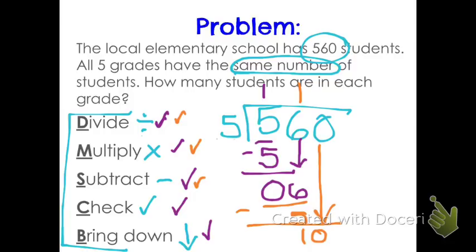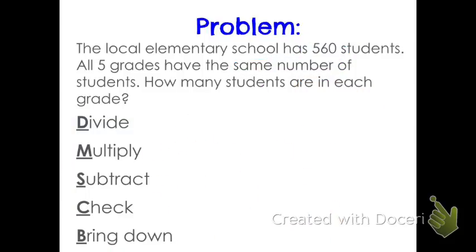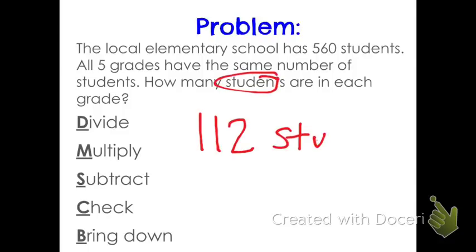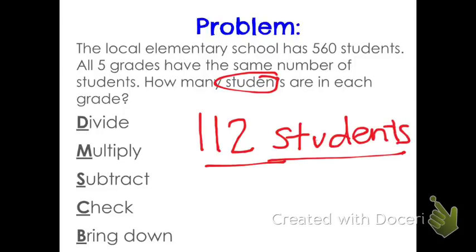So I'm asking myself, how many times is 5 going into 10? It would be 2 times. 5 times 2 is 10. Subtract 10 minus 10, and I would get 0. So in this one, I have no remainder. So I can write remainder 0, or I don't have to write that part. But what is really important is that I write my answer of 112 with a label when it is a word problem. So 112 students in each grade. But I'm just going to leave it at students, 112 students.